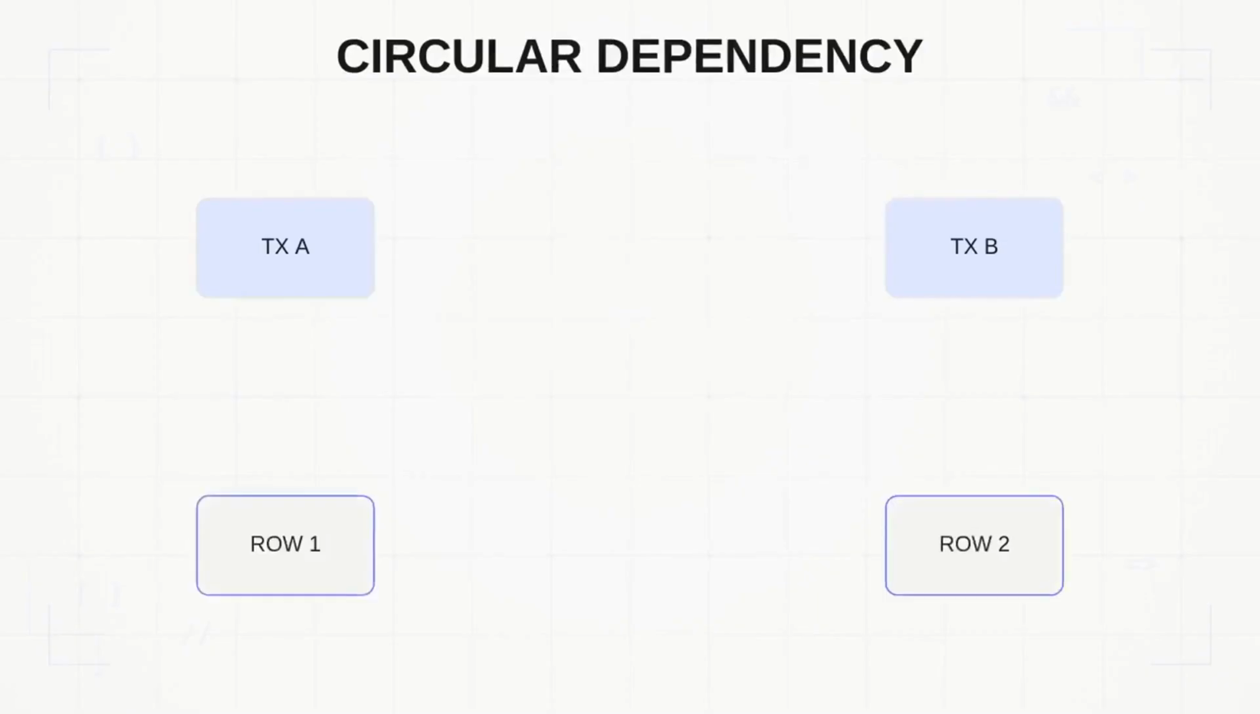A deadlock is specifically a circular dependency. Imagine transaction A locks row 1 and now needs row 2 to finish. Simultaneously, transaction B locks row 2 and now needs row 1. Transaction A is waiting for B to release row 2. Transaction B is waiting for A to release row 1. This is the circular wait. Neither can move forward, and neither will ever release the locks they already hold because they haven't finished their work.